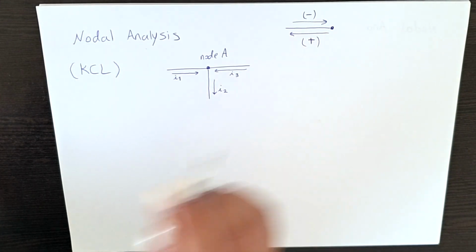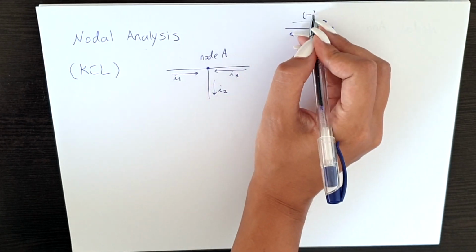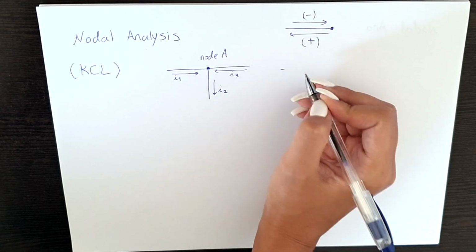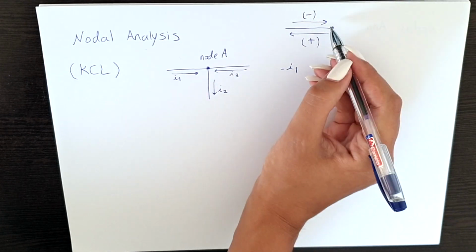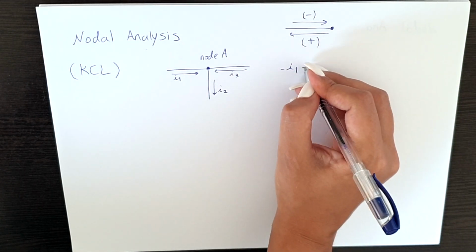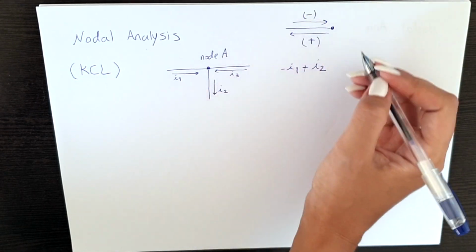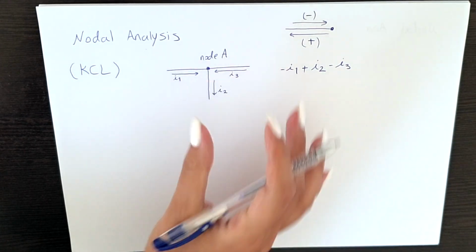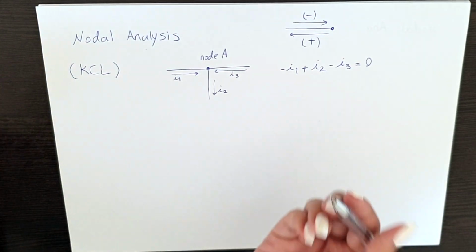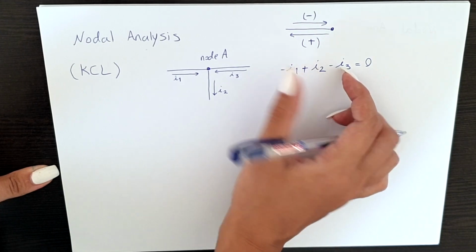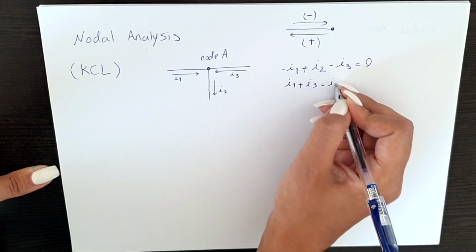So what does it mean? Here, I1 is going to the node, so I'm going to add a minus sign next to it and write it down: minus I1. What about our I2? I2 is coming out of the node, so I'm going to add a plus to it and write it down. I3 is exactly like I1, it's going to the node, so minus I3. All our branches have finished, so I'm going to write equal to 0. As easy as that. As you can see, if I take I1 and I3 to the other side of the equation, I get I1 plus I3 is equal to I2.